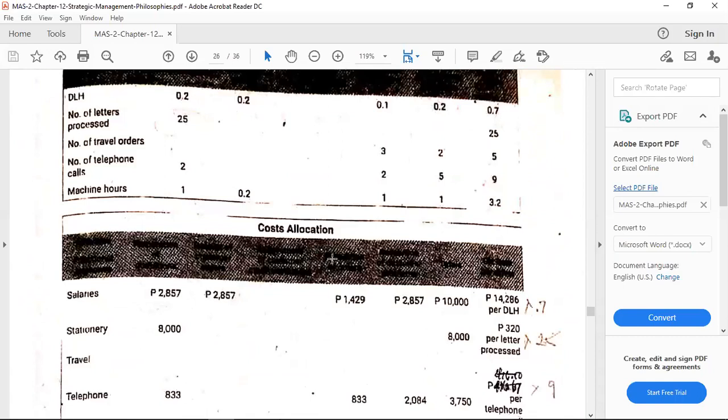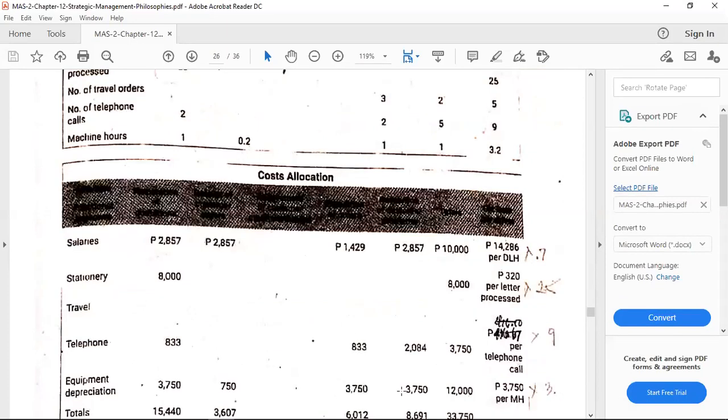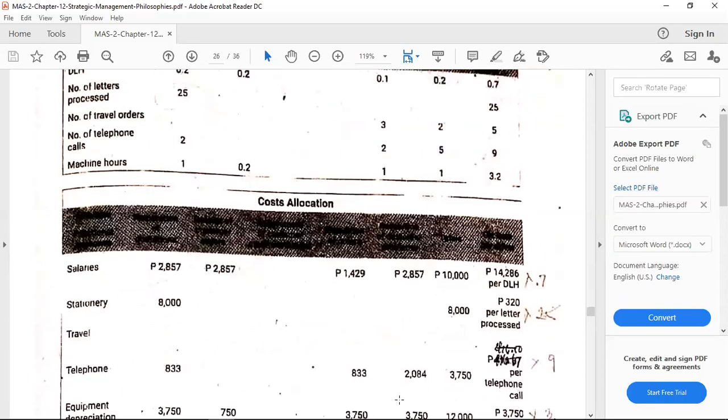We do the computation horizontally. Then we allocate, of course, accordingly. Number of letters processed, that's 25 over 25. That is going to be, for example, 8,000. So that's 1 multiplied by 8,000 equals 8,000 as well. And that's the case there.